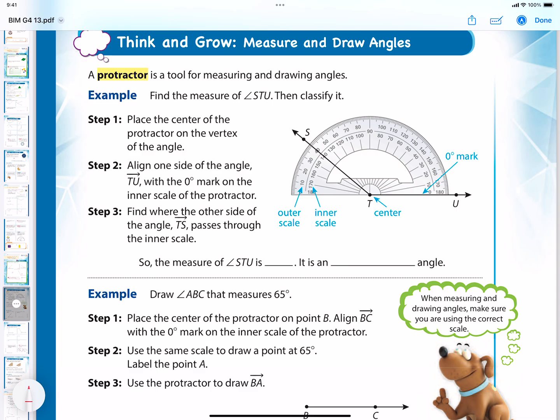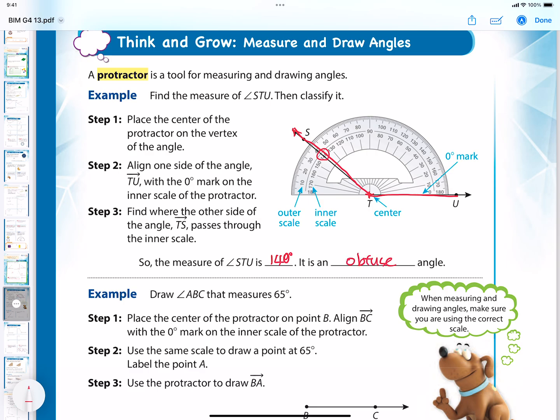All right, so find where the outer side of the angle, ray TS, passes through the inner scale. All right, so the measure of, it says what? They align, and then they match the vertex and center, and then the other side passes through what? 140, not 40, because this is what? An obtuse angle. So the measure of angle STU is what? 140 degrees. It is a what? An obtuse angle.